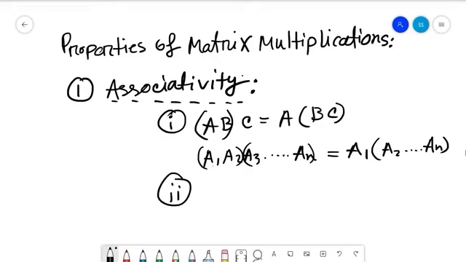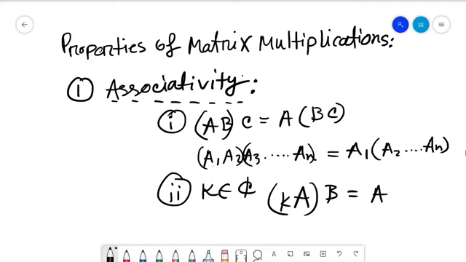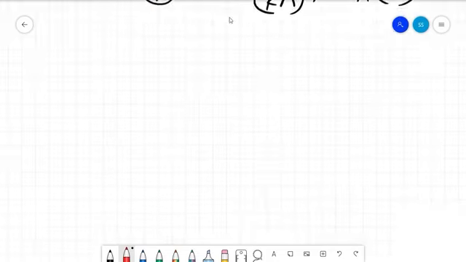And the second one related with this associativity is that, let's say I have some scalar that belongs to the set of complex numbers, that is, I'm considering the general case, and for this k belongs to C, we write k(AB) is equal to (kA)B, which is also equal to A(kB). This is our second property. Now let's try to prove the first one. So let's go for a proof.